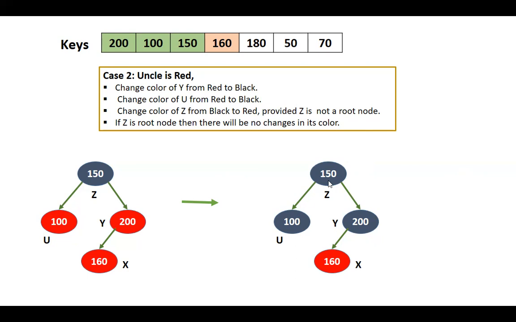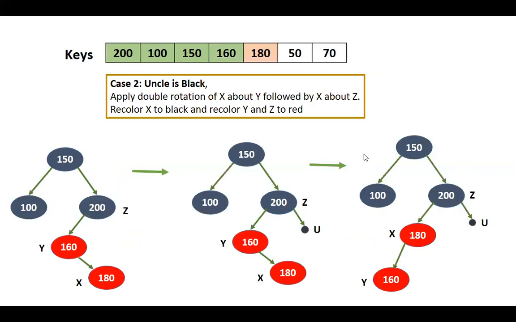But if the grandparent is the root node, now this 150 is the root node. So you don't change the color, it remains as it is, right? There's no change in the color because it's a root node, so it remains black. Fine. Next, what you insert is 180.